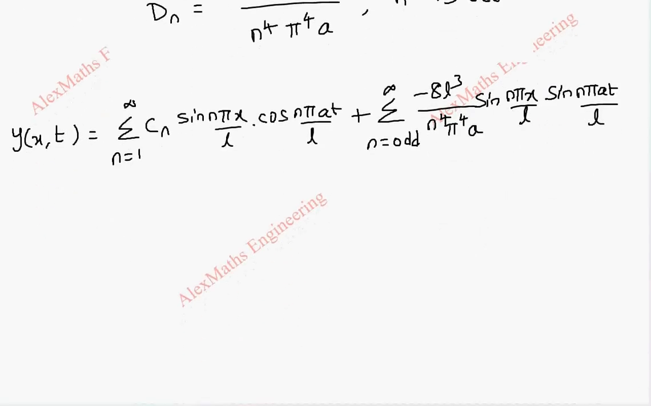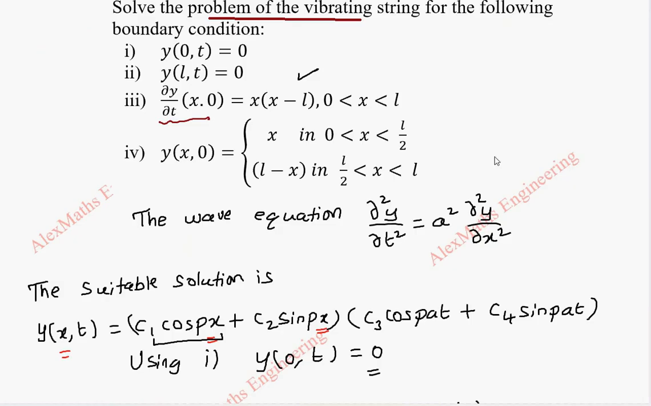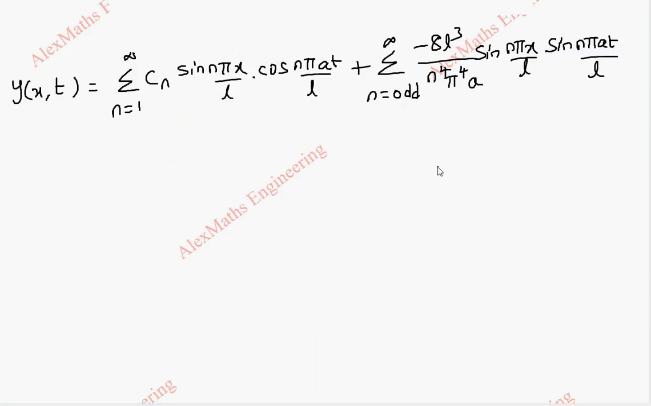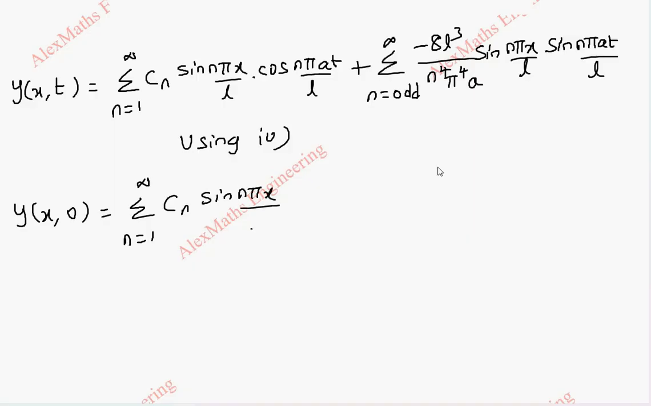Now we are going to use the fourth condition. Fourth condition is y of x comma 0 is this function. So wherever t is there, I have to put 0. Let's write it here using fourth condition. Now y of x comma 0 will become summation n is from 1 to infinity Cn sin n pi x by L, and when I put 0 here, cos 0 is 1. So there will be only 1 plus, when I put 0 here, sin 0 is 0. So totally the second term is 0.